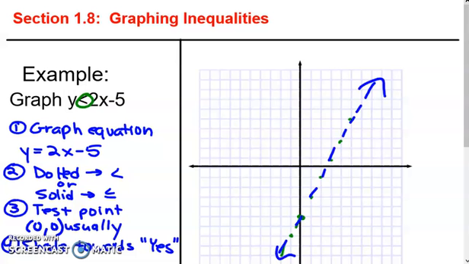Step 3, we're going to test a point. Usually we test 0, 0 just because it's easy. So this is where 0, 0 is. Very easy to plug in 0 for y and 0 for x. Okay?